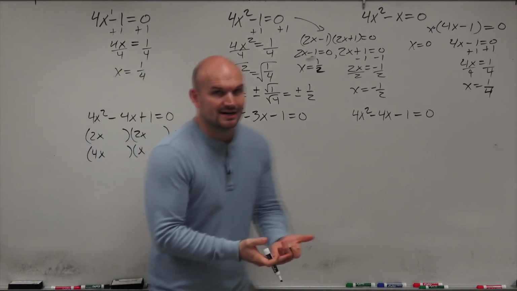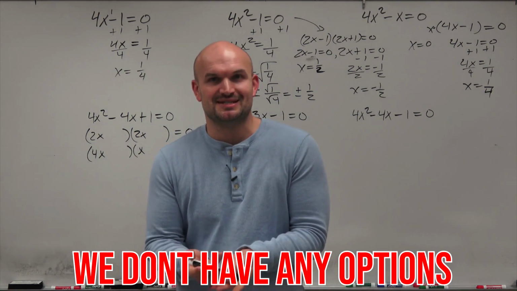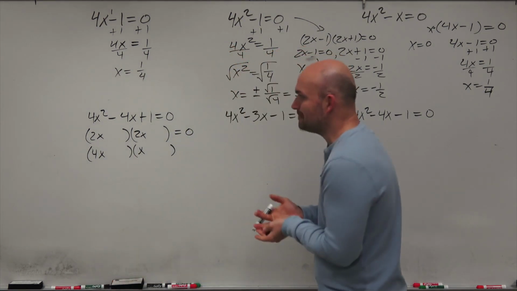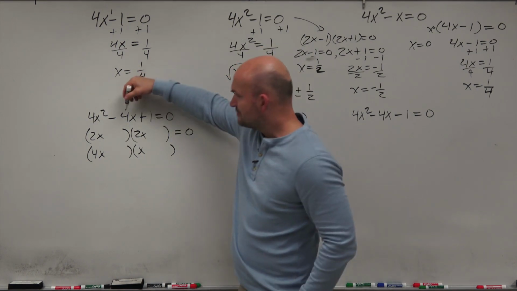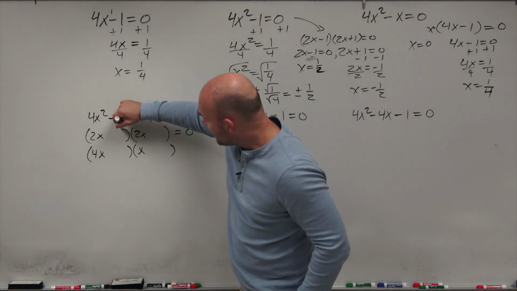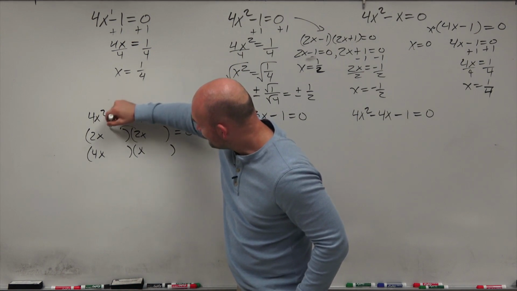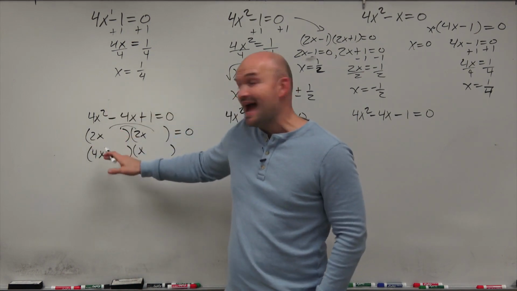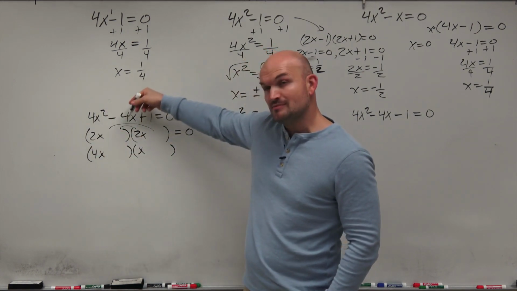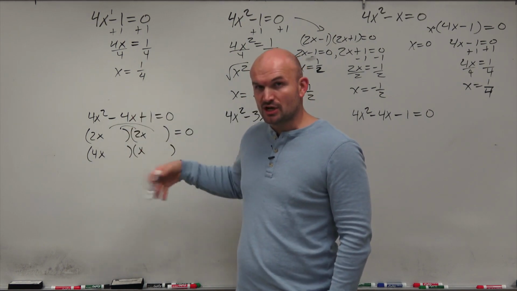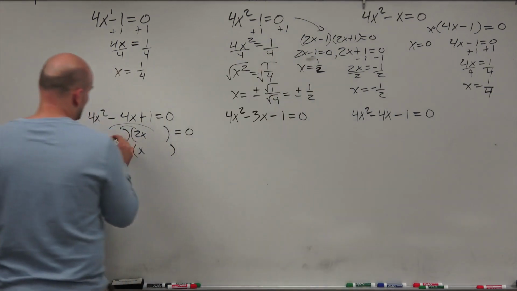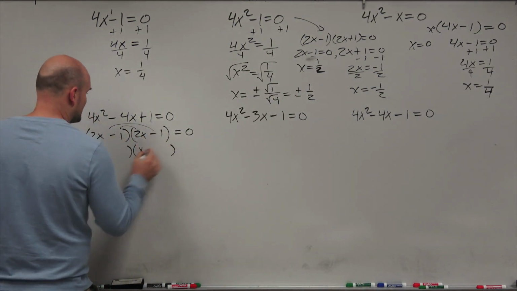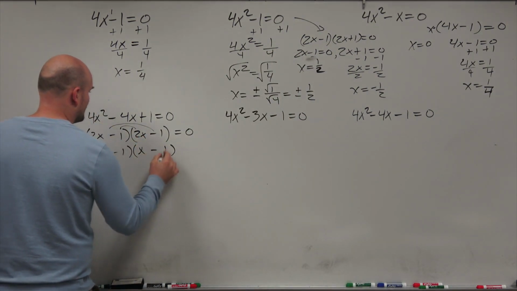Well, the important thing here is we don't really have any other options, guys. What two numbers multiply to give you +1? It's either +1 and +1 or -1 and -1. When I multiply my inner and my outer, those are going to add to give me my middle term. Well, if my middle term is negative, that means those two terms are going to both have to be negative if they are going to be the same sign. So therefore, my only option here is -1, -1.